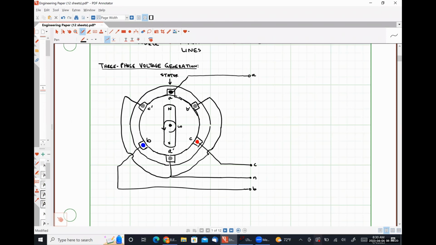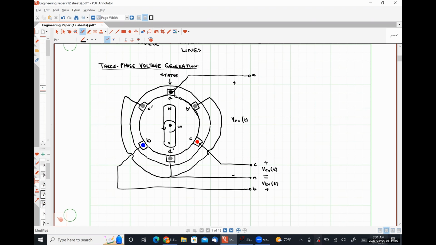So as this thing spins, we are going to get some voltage VAN as a function of time. So between the A conductor and the neutral conductor, we'll have a voltage. Between the B phase conductor and the neutral conductor, we'll have a voltage. So let's call this VBN as a function of time. And between the C phase conductor and the neutral conductor, we'll have a voltage VCN as a function of time.